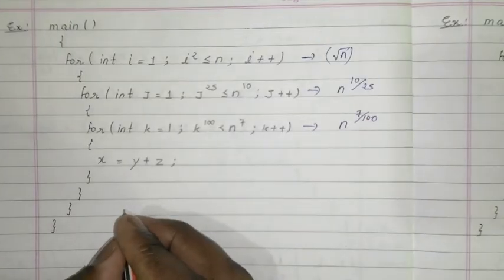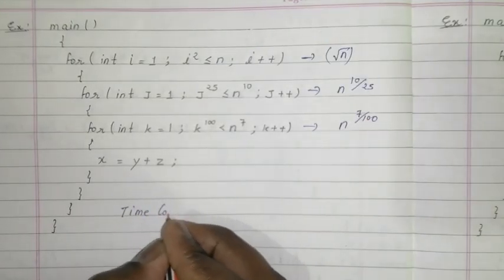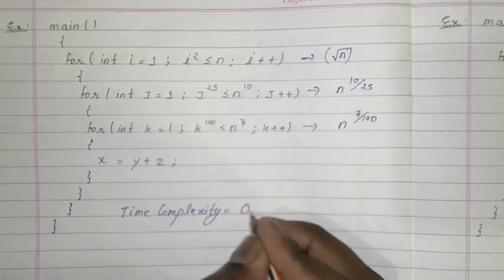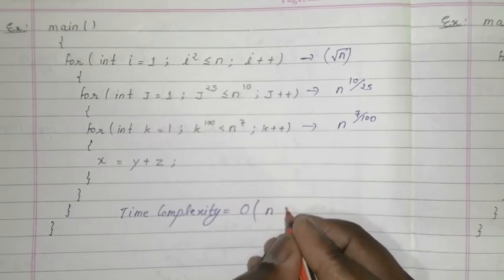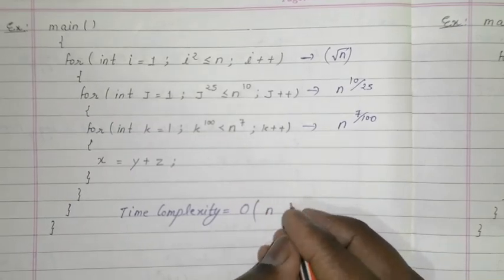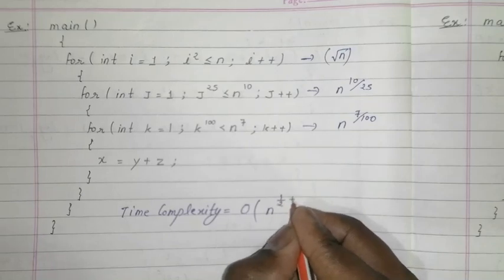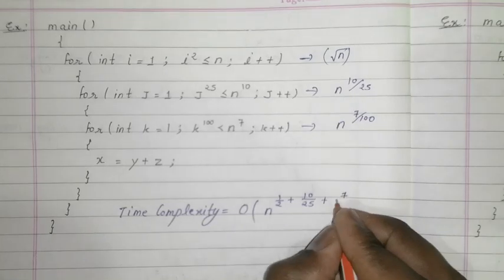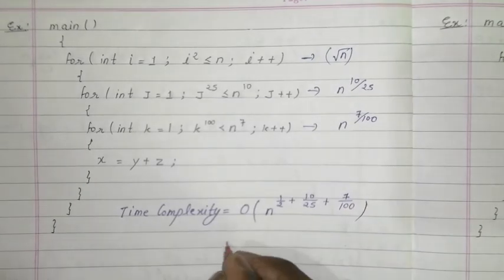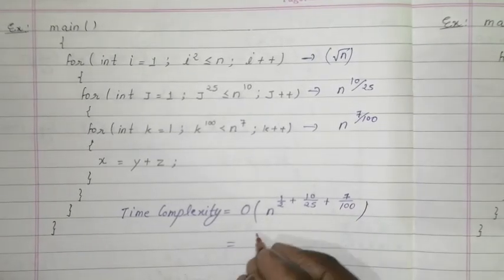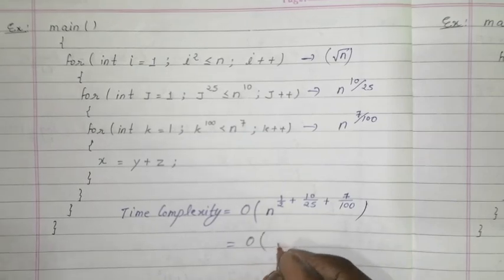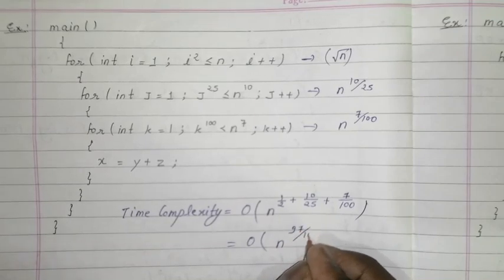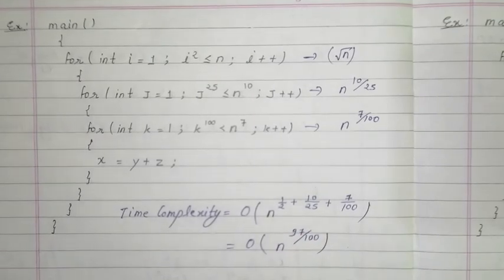So if you see the overall time complexity of this program, how much? Big O of n power 1 by 2 plus 10 by 25 plus 7 by 100. If you take the LCM and solve, that will come out as Big O of n power 97 by 100. So this is the time complexity of this program.